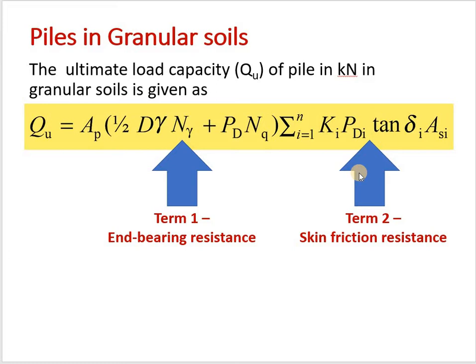Already in the previous lecture I explained about the end bearing resistance and the skin friction resistance. What is end bearing resistance? End bearing resistance means the entire load, the capacity taken by the pile tip, and the skin friction resistance is the resistance offered by the surface of the pile, the interaction between the surface of the pile and the soil. Whatever frictional resistance is offered is called the skin friction resistance.